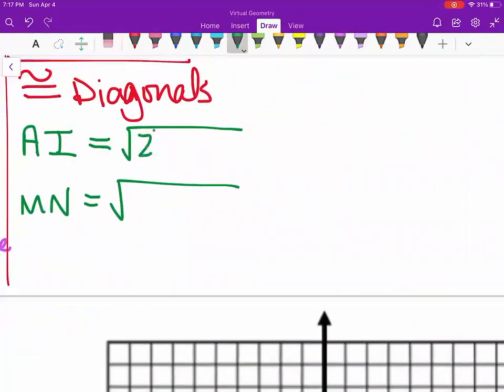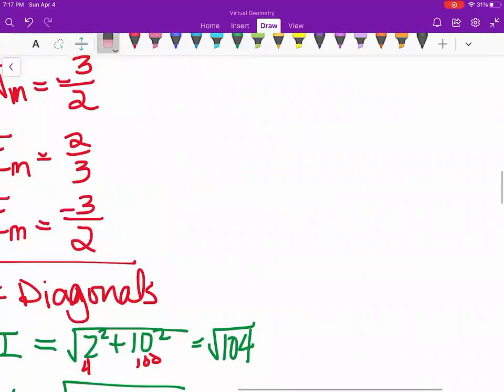So then 2 squared plus 10 squared. All right, so 2 squared is a 4, 10 squared was 100. So that gives us the square root of 104. Again, I'm not going to break it down. I don't want to simplify it. I'm just going to leave it as is so that I can compare it to MN. Let's go up and get the other one.